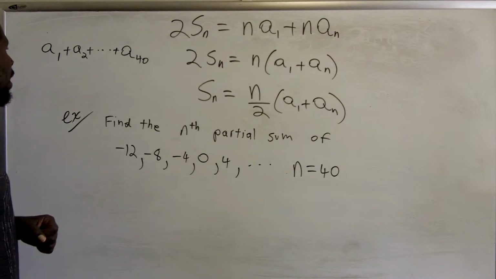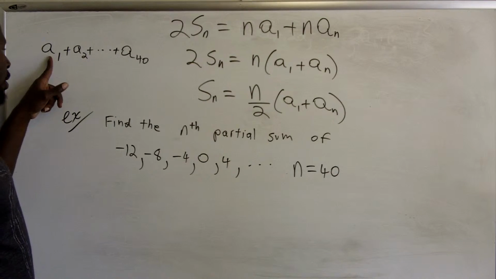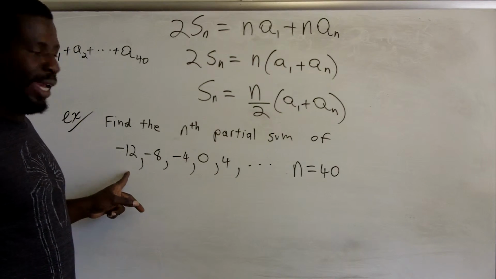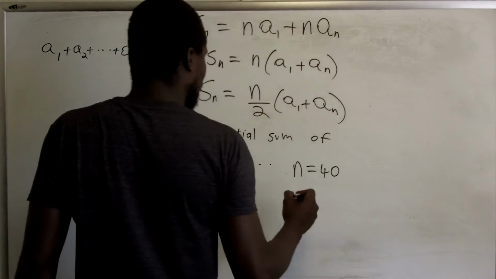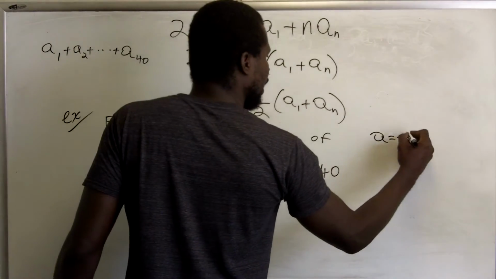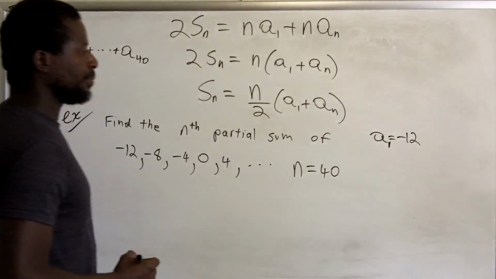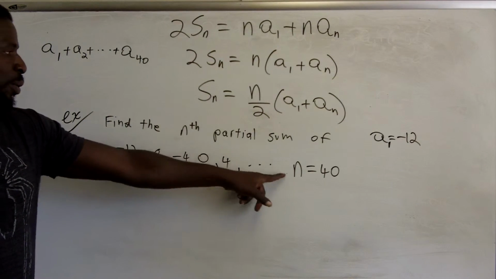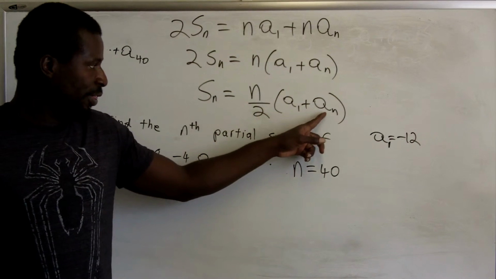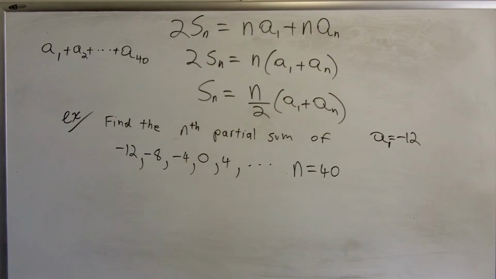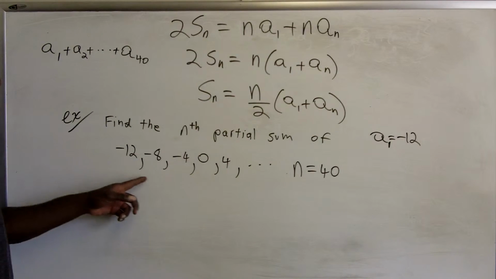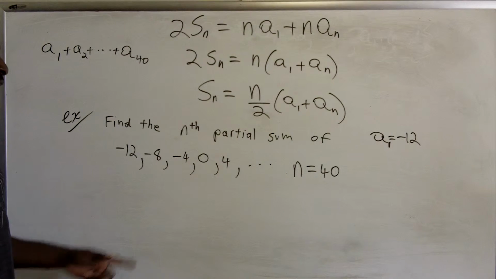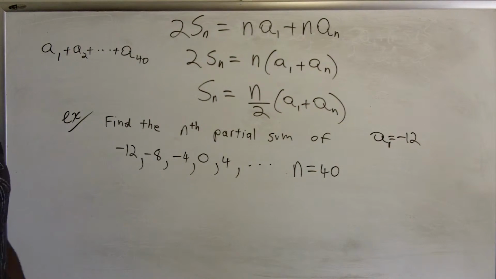Okay, well, let's see. a1 is part of my formula, and a1 is given: a1 is negative 12. a40 is something else that I need, and I'm told that n is equal to 40, so that's given. The only other thing that I need to know is the 40th term. In order to find the 40th term, I have to know what the nth term looks like. So let's find the nth term of this arithmetic sequence first.